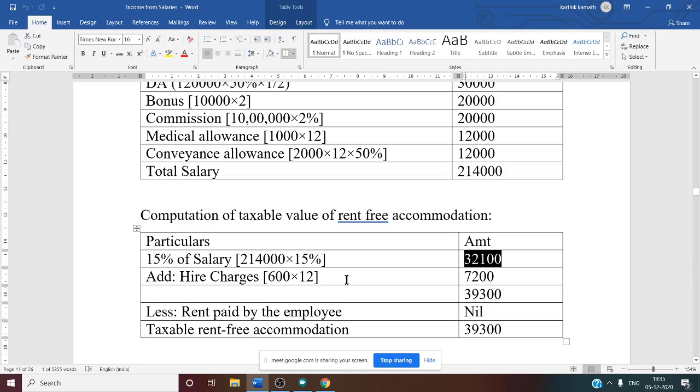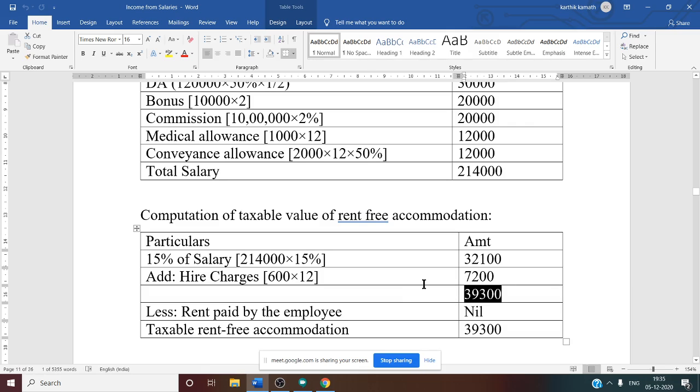Add hire charges. Cost of furniture is given in the question. Hire charges is also given. So we have to take hire charges. Hire charges per month we have to assume. So 600 into 12, hire charges total is 7,200. Now we want total perquisite value of RFA. That is 32,100 plus 7,200, that is 39,300. Total perquisite value of RFA.